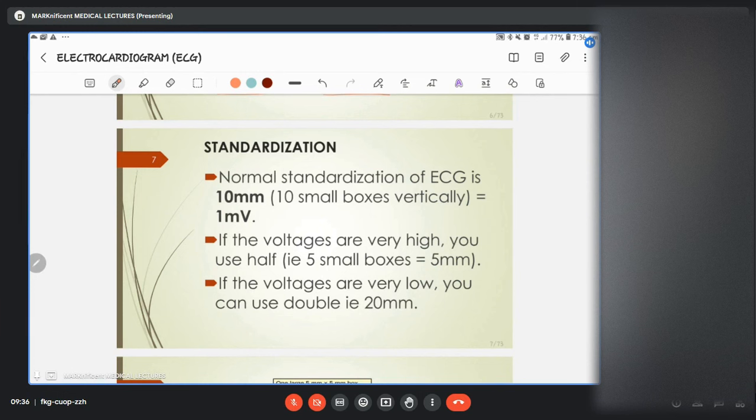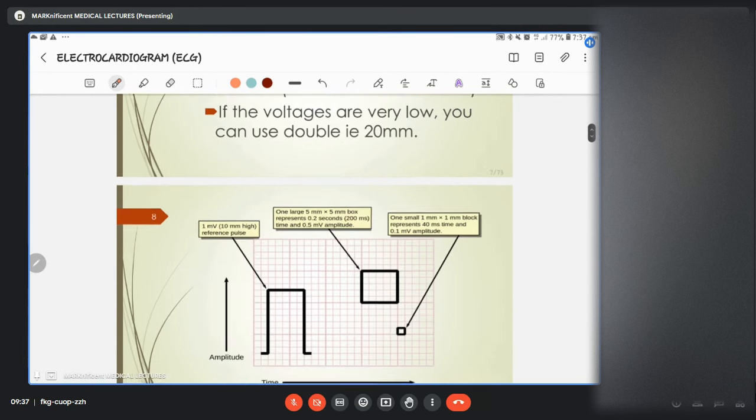Then if the voltages are very high, you can use half, that is 5 millimeters. I'll show you very quickly what I'm trying to explain here. And if the voltages are very low, you can double it and use 20 millimeters. So this is what I'm talking about.